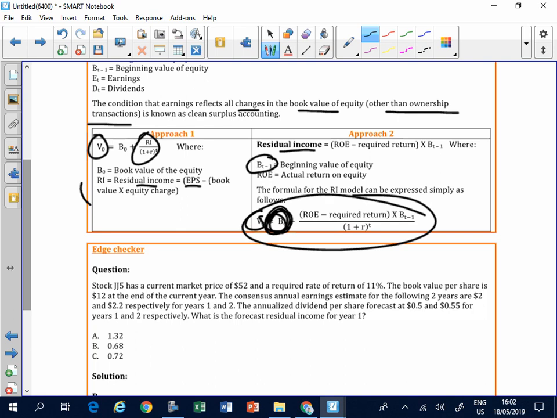Because what does RI tell you? It tells you how much more you generate above the required rate of return, and in this equation, you're just calculating directly what you generated more than the required rate of return. It's exactly the same formula, it's just expressed slightly differently.